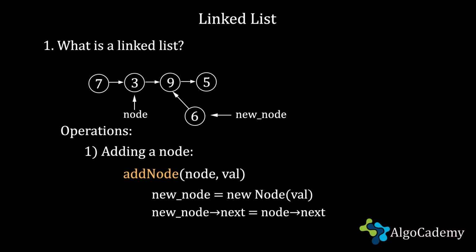And then we need to link the argument node to this new node. So node next equals new node. As you can see, the link from 3 to 9 was erased, and now the new link is 3 to 6.